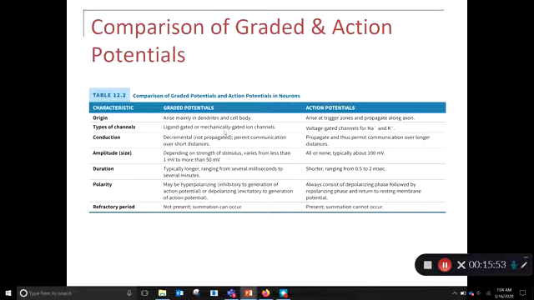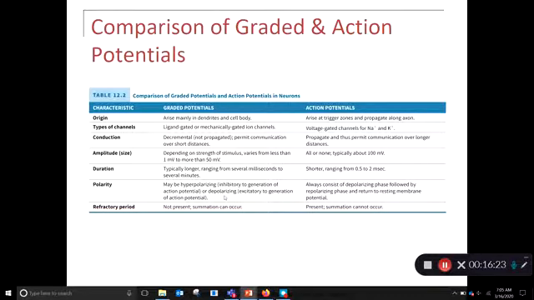Graded potentials, you've got the ligand or mechanical, but this one is the voltage sodium potassium. Amplitude depends upon the stimulus. But action potential, if you don't make it to negative 55 millivolts, it's not going to happen. Duration, it could last a while for graded, while action potentials, it's very quick, like milliseconds, 1 or 2 milliseconds quick.